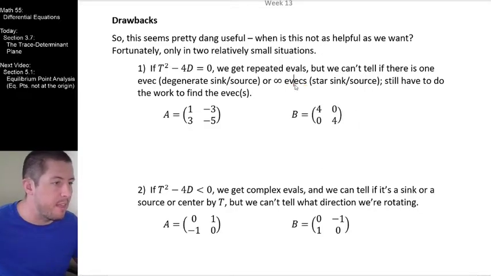Stop underlining things in red that you don't have a problem with, Microsoft Word. Thank you.